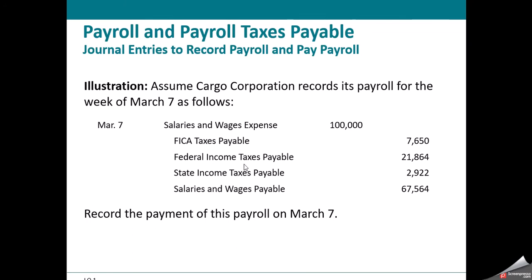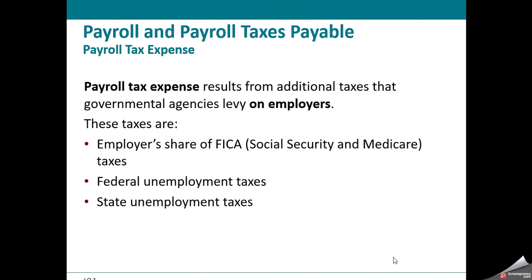They would have looked up the federal income tax brackets and figured out how much each employee has withheld, and that total goes to the federal income tax payable. Same with the state. And then the net pay goes to the salary and wages payable. Then when we actually pay it out, we debit the salary and wages payable and credit cash.